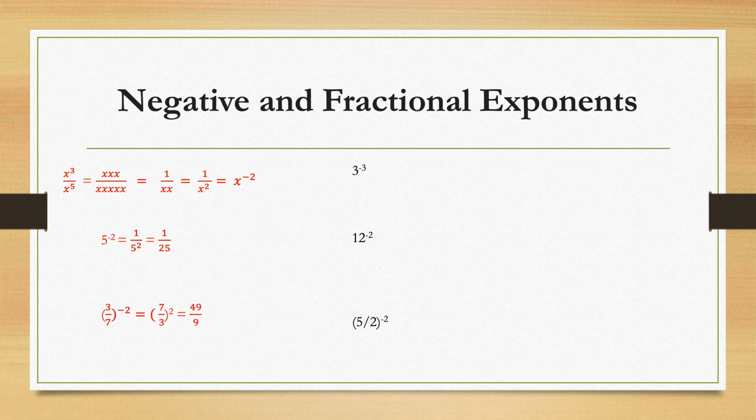Okay, so 3 to the negative 3, negative exponent means reciprocal. So that's 1 over 3 to the 3, and that becomes 1 over 27. 12 to the negative 2 similarly is 1 over 12 to the 2, which is 1 over 12 squared, which is 1 over 144. And keep in mind that this means reciprocal.